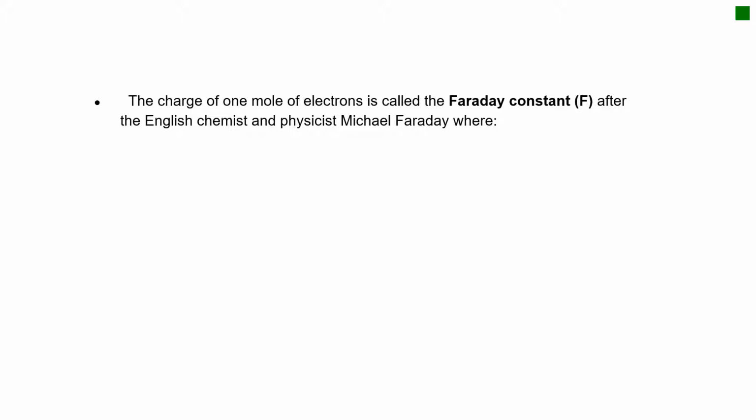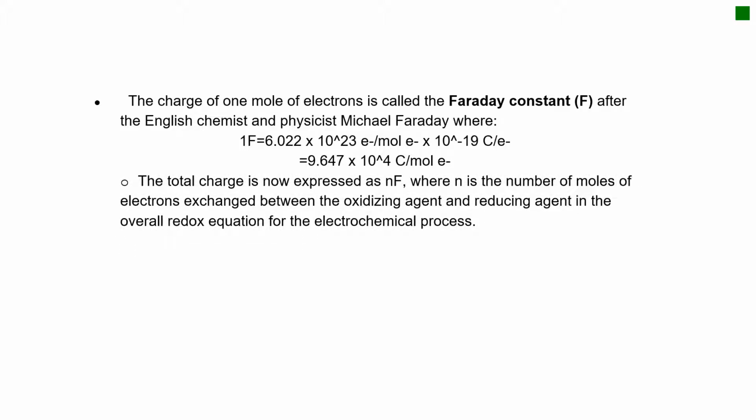The charge of 1 mole of electrons is called the Faraday constant, or F, named after the English chemist and physicist Michael Faraday, where 1 F equals Avogadro's number times the charge of one electron, 1.602 times 10 to the negative 19th power, which equals 9.647 times 10 to the 4th power coulombs per mole. So the total charge can now be expressed as nF, where n is the number of moles of electrons exchanged between the oxidizing agent and the reducing agent in the overall redox equation for the electrochemical process.